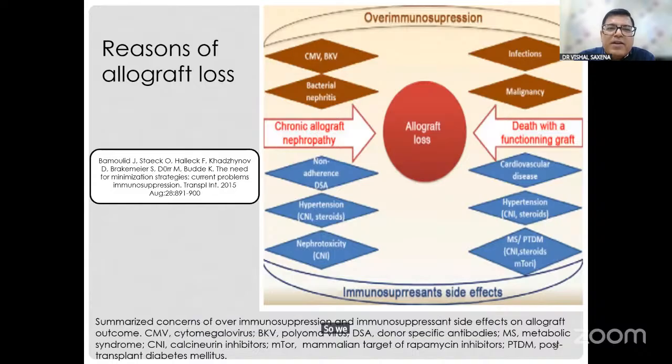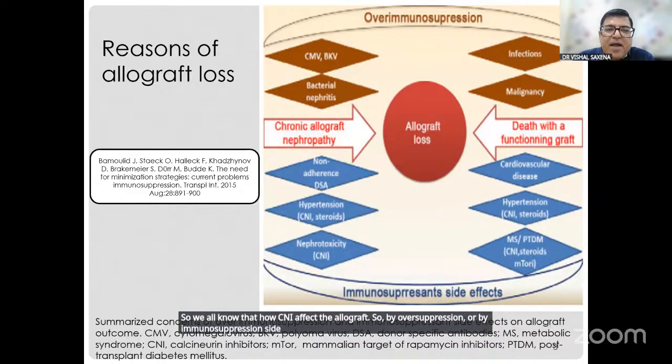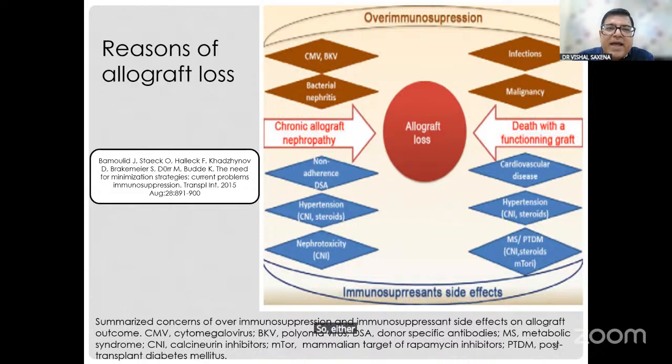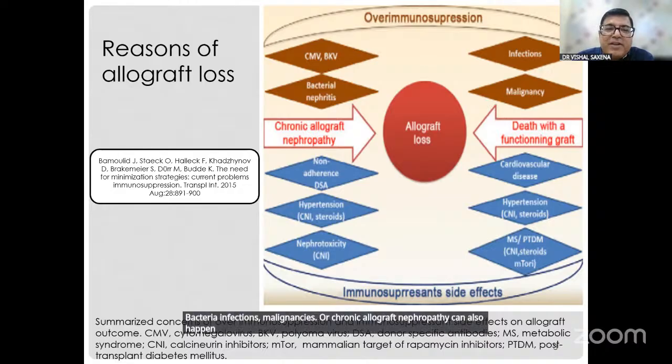So we all know how CNI affects the allograft. By oversuppression or by immunosuppression side effects, people can have viral infections like BK virus, CMV, bacterial infections, malignancies, or chronic allograft nephropathy can also happen because of non-adherence, the development of DSAs, CNI-induced hypertension, nephrotoxicity per se, and death from a functioning graft because of cardiovascular disease, hypertension, metabolic syndrome, and post-transplant diabetes mellitus.